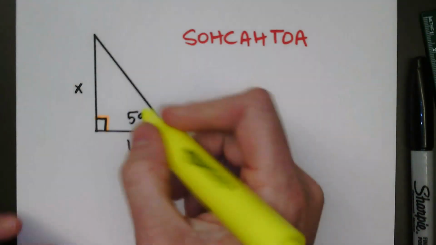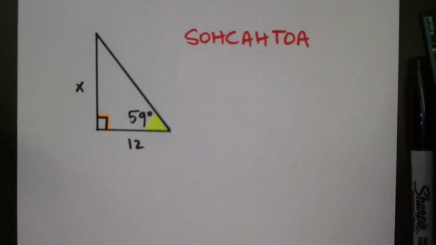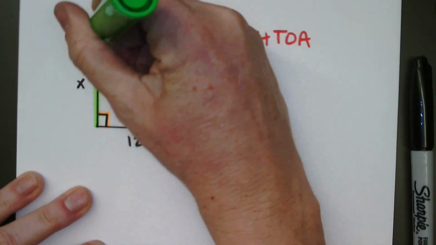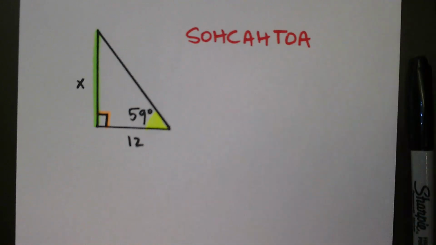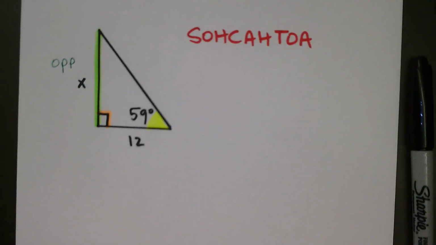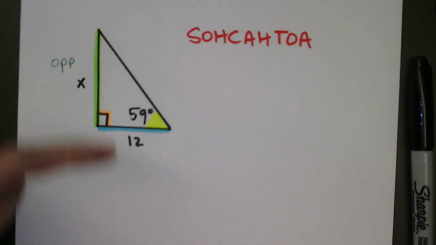So from this 59-degree angle right here, I go directly across the triangle and I get x. That is my opposite side. So I'm going to call this guy opposite. And then I got this guy right here, 12. And it's going to be the adjacent side, right?